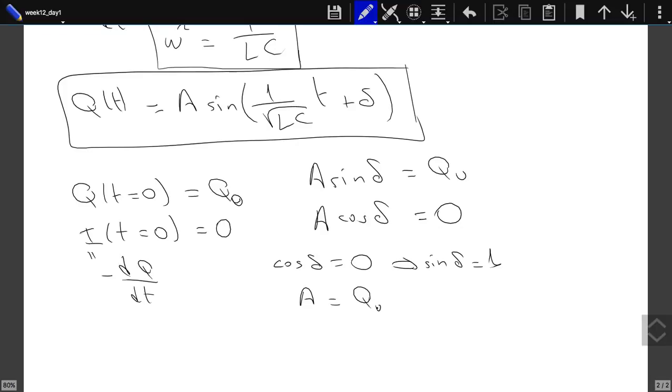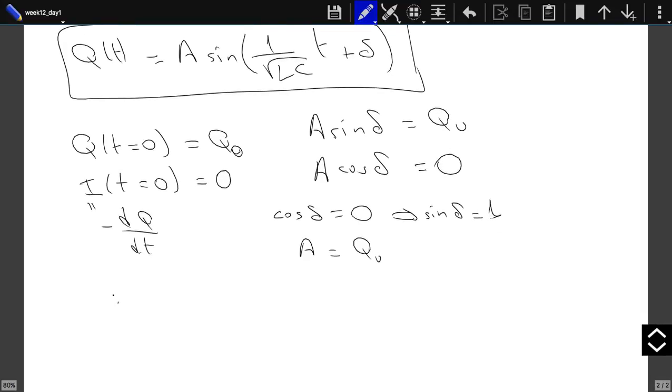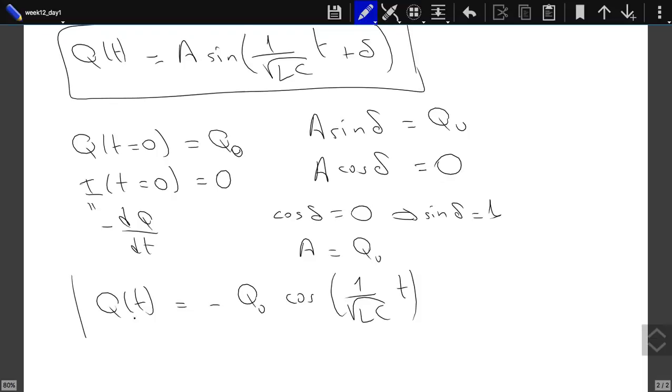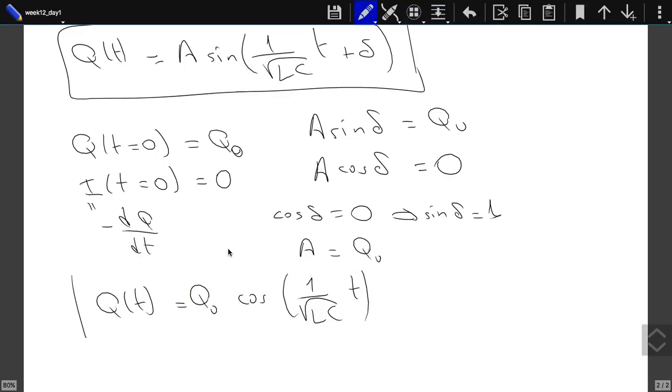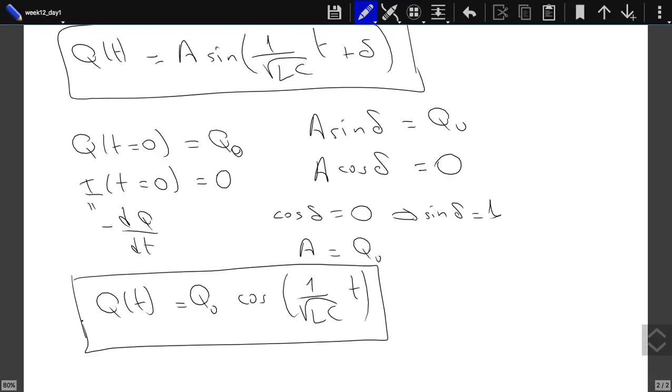Now, if you also put in the delta, you would get Q of t is equal to minus Q0 cosine 1 over square root of LC times t, plus Q0. And this is our solution. And how fast it oscillates, the oscillation frequency, is given by this number over here.